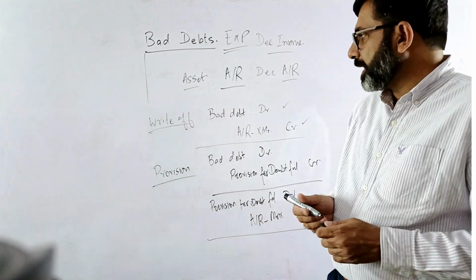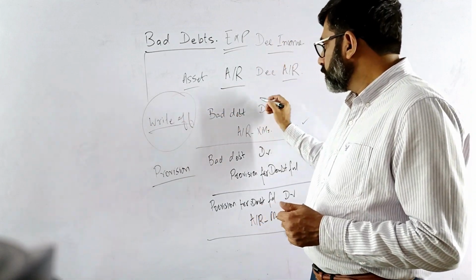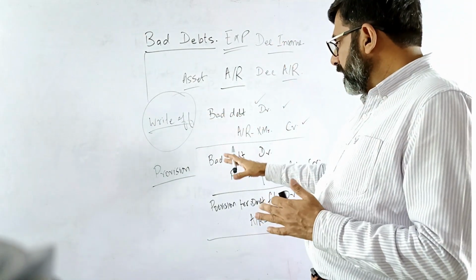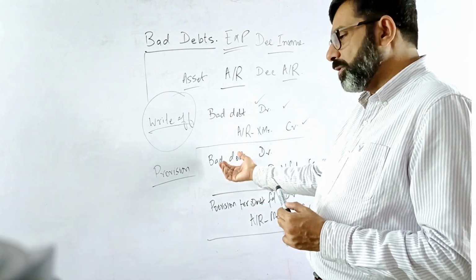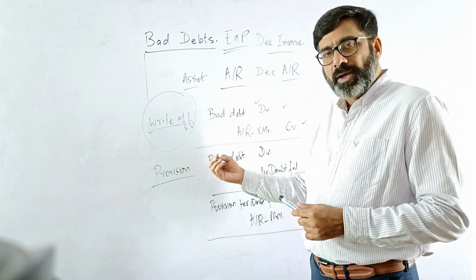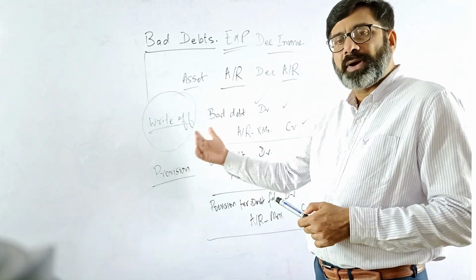So this is the concept, that either we can write it off directly, so bad debt will be debit and account receivable is credit. Otherwise, we can simply create a provision for that. It will be an estimated amount, like 2% of the receivable, 5% of receivable, based on the past experience.